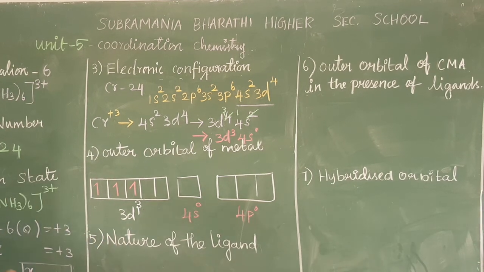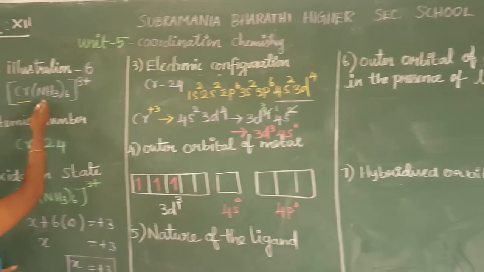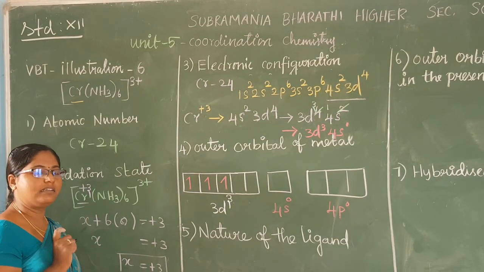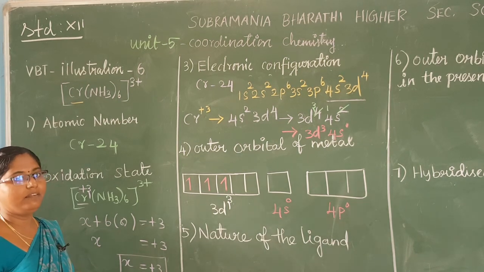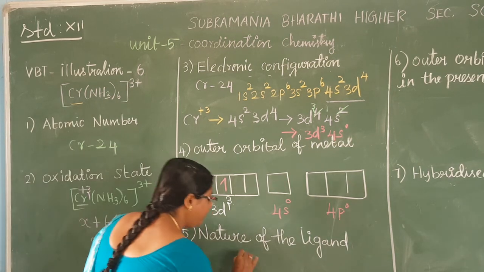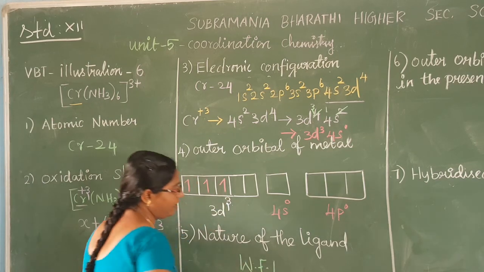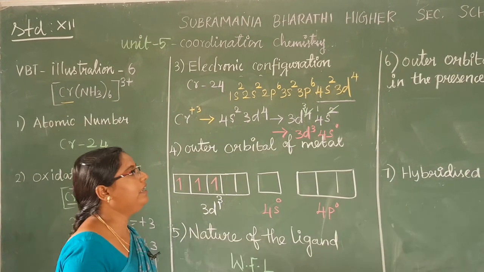Then the fifth point, nature of the ligand. We have to see whether the ligand is a strong field ligand or a weak field ligand. We are having ammonia as a ligand. In some cases, this ammonia will act as a strong field ligand, and in some cases as a weak field ligand. But in this case, it is acting as a weak field ligand. So what is the nature of our ligand? It is a weak field ligand.